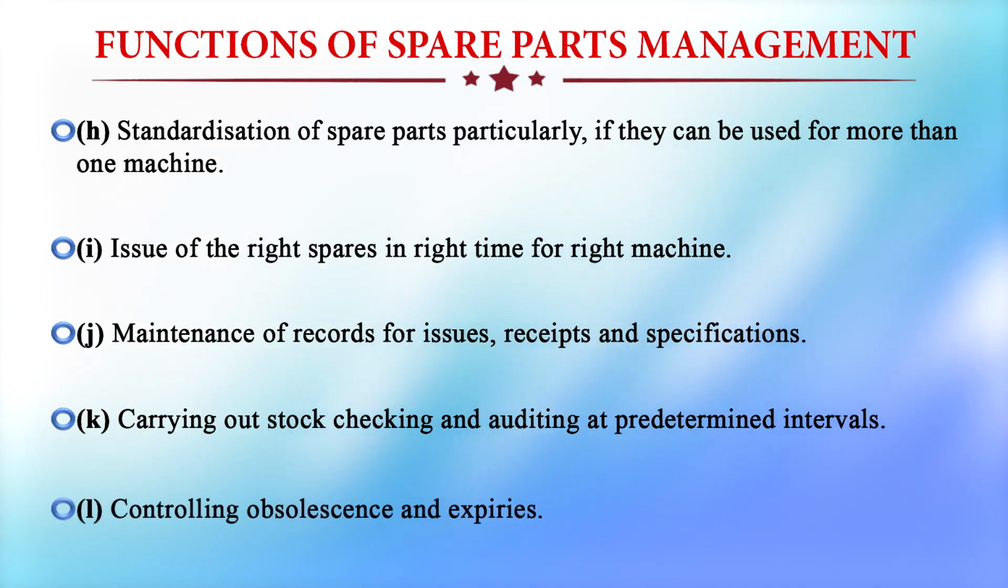Then controlling obsolescence and expiries. With this checking and auditing, we can control the obsolescence. Non-usable items we can throw away or sell for other purposes. Suppose in an industry the machines have been running for 10 years and they want to remove those old machines and keep new machines. In the same way, the old obsolescence spare parts also have to be removed from the store. So this is also one of the functions of spare parts management.